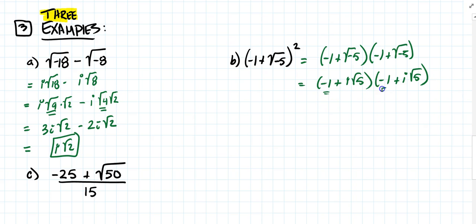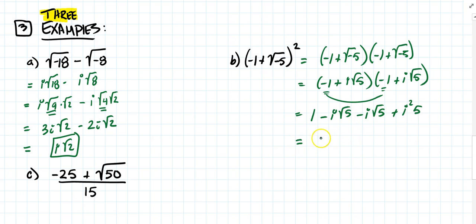So negative 1 and negative 1, multiply those together. That gives you a value of 1. So the outers would be negative i root 5. The inners would be negative i root 5. And then the last term would be positive i squared. And the square root of 5 times the square root of 5 is just the number 5.